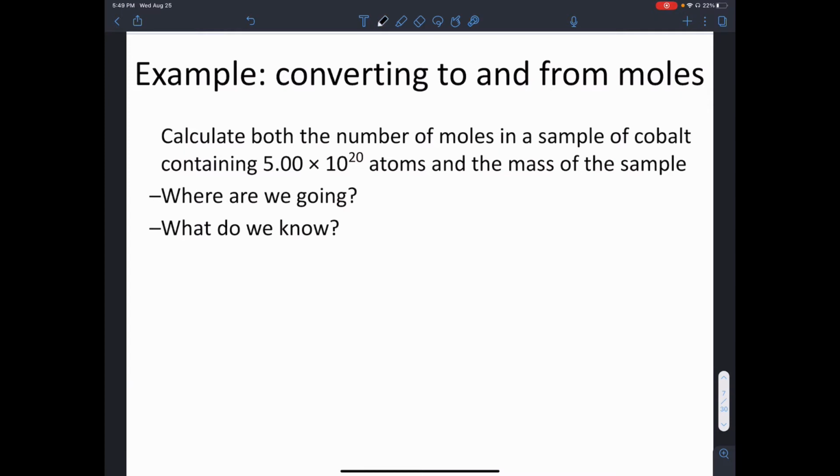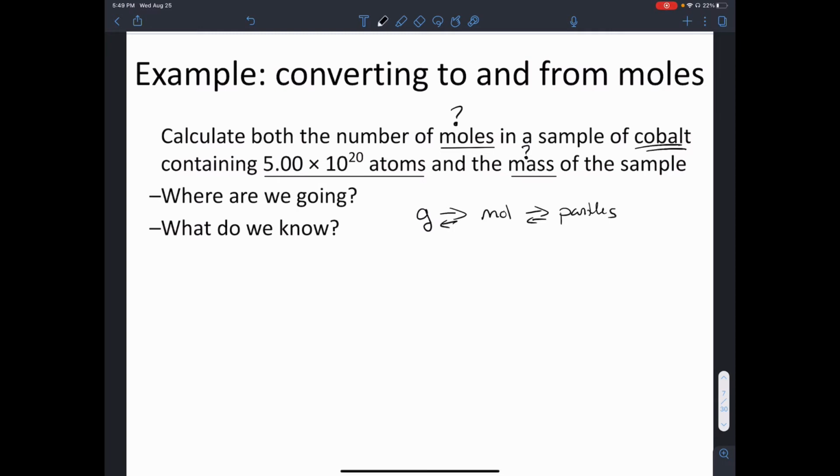Calculate both the number of moles in the sample of cobalt containing this number of atoms and the mass. So I've been asked to find two things. The moles, I don't know that number yet, and the mass, I don't know that number yet. And the sample that I'm working with is pure cobalt. Okay, so here's my road map. I can convert from grams to moles to particles.